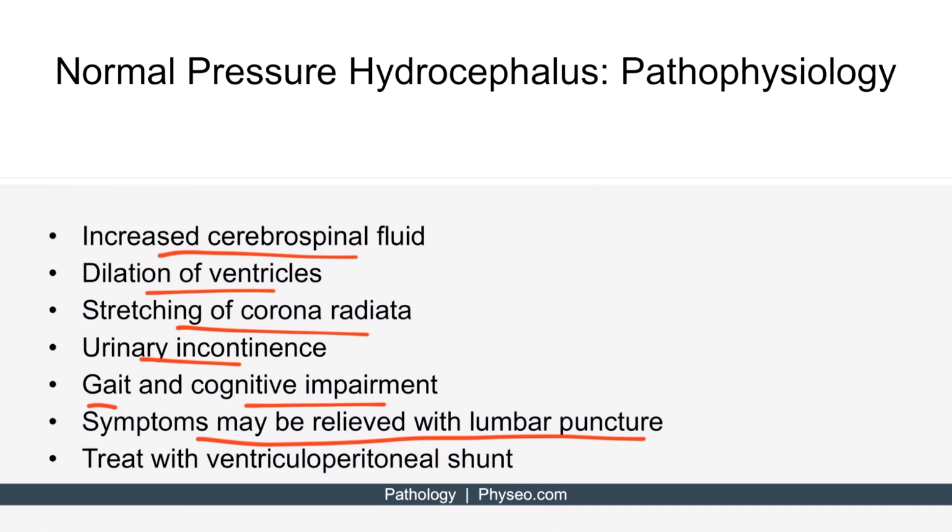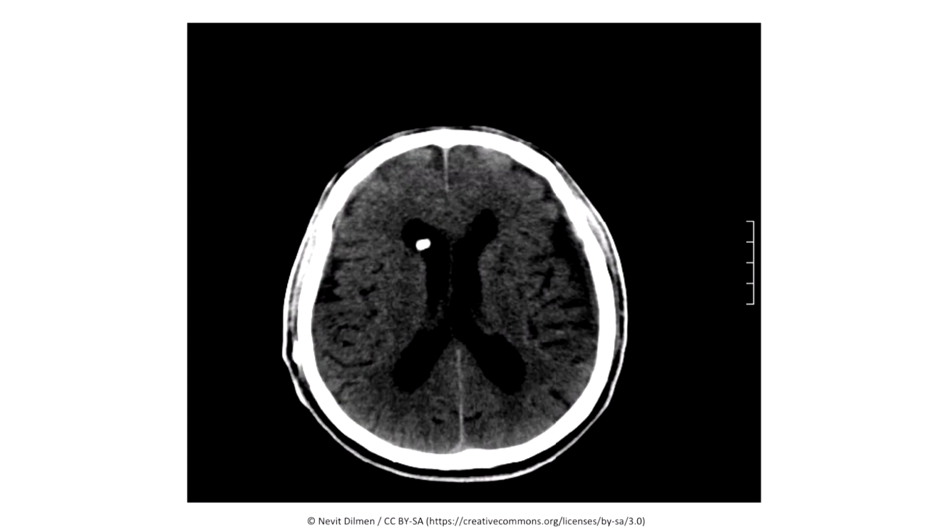Finally, treatment for this disorder is a ventriculoperitoneal shunt. This diverts fluid away from the ventricles and restores normal flow and absorption of the CSF. Here's an MRI of a brain in a patient with normal pressure hydrocephalus. Notice that the ventricles are very dilated. This causes stretching of the corona radiata, which leads to the triad of symptoms known as wet, wacky, and wobbly.